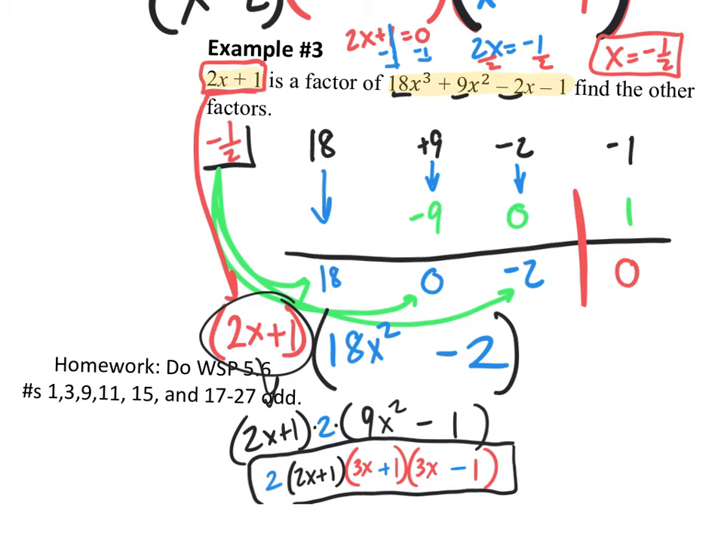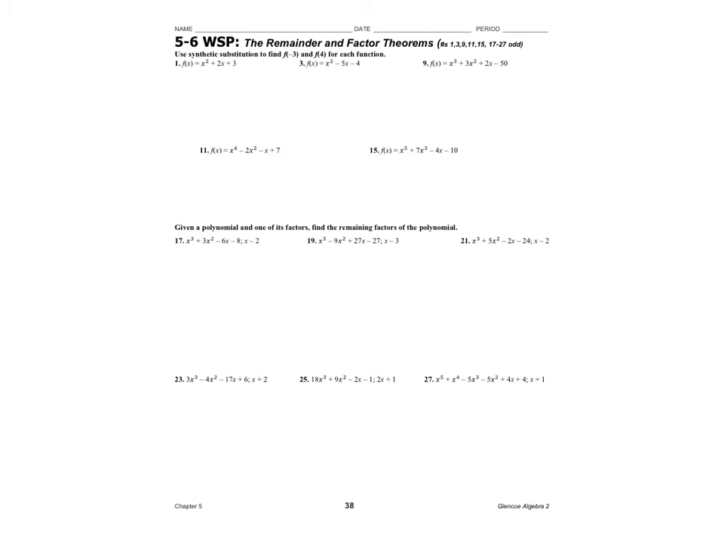All right, let's jump to our homework. So here's our homework, and it's very simple. I think I just assigned numbers 9 and 11. Yes, we're doing 9, 11, and then we're doing all of these, 17 through 27 odd. I deleted the even ones. So this is all practice that you must do.